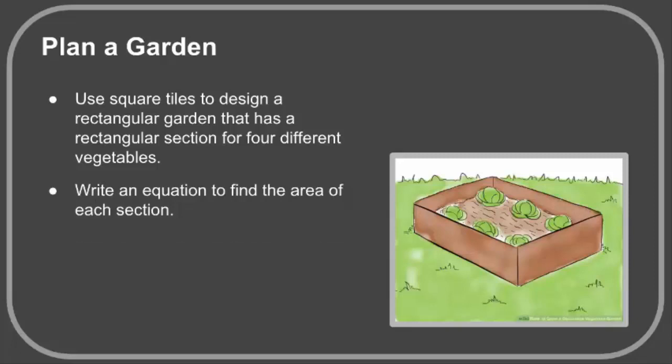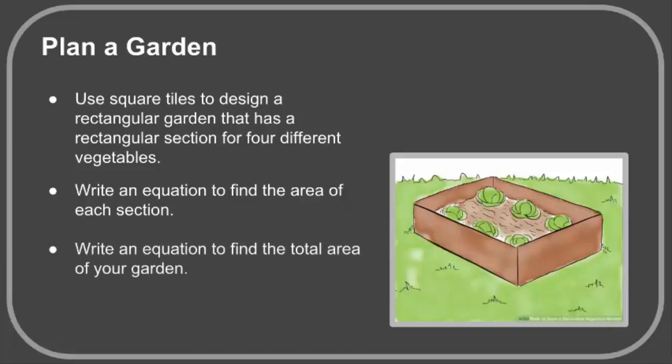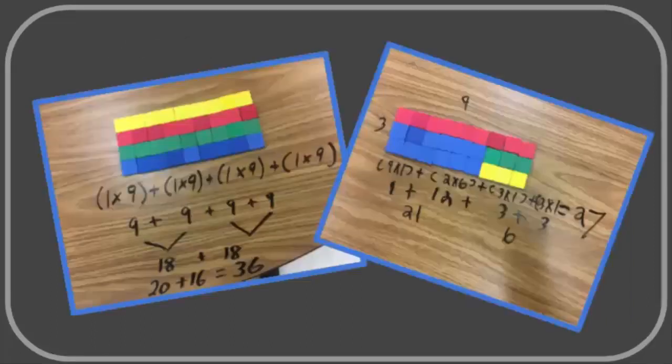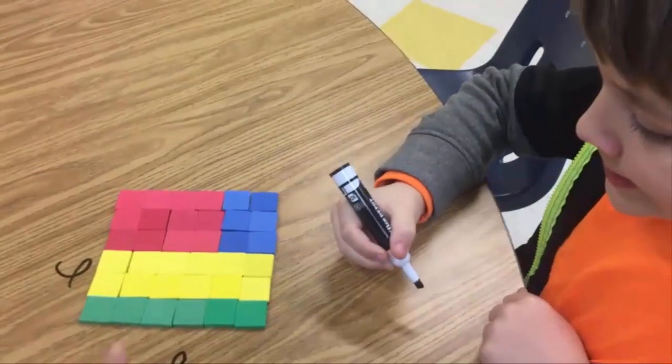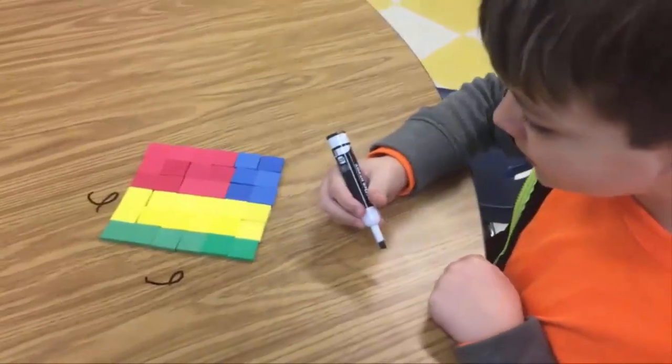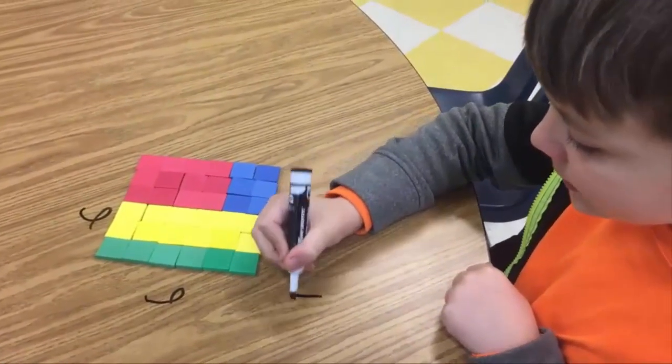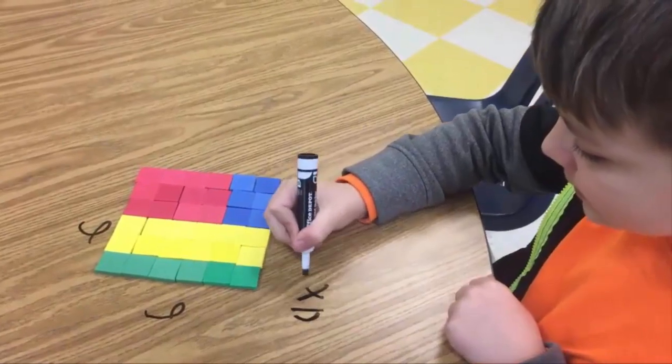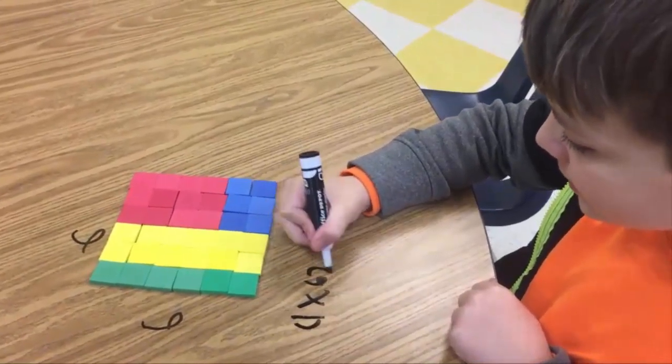After the design is complete, students write an equation to find the area of each section, and then write a final equation that shows how to find the area of the entire garden. This student designed a garden with the length and width of 6 yards. He then calculated the area of each section before finding the total area of his garden.